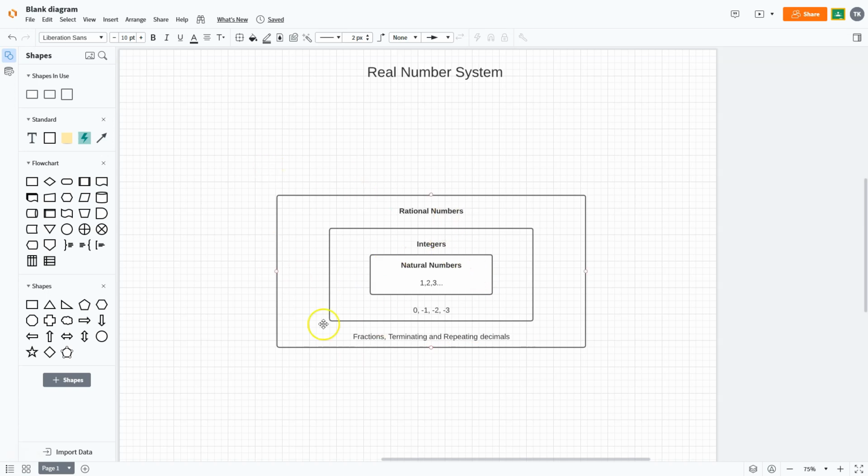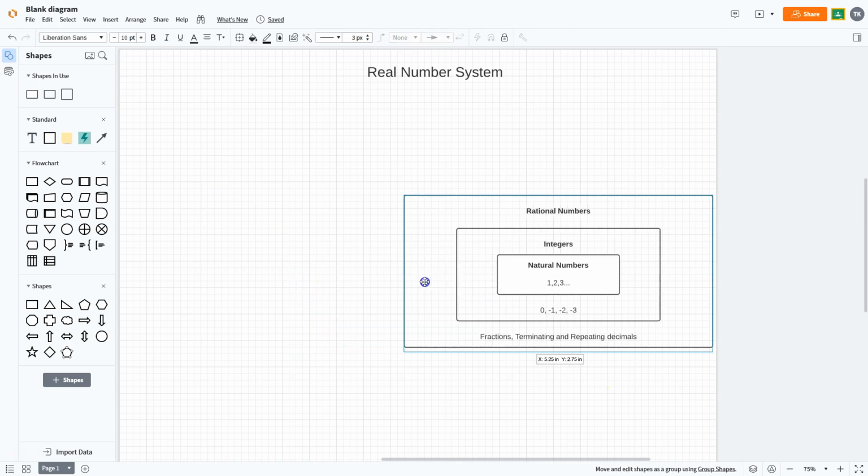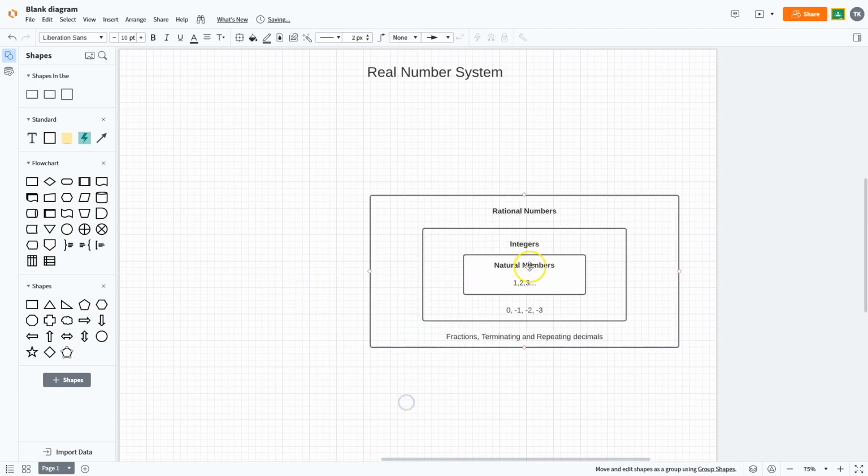So this is half of the real number system, and you can see the containment. Any natural number is also an integer. Any integer is also a rational number.